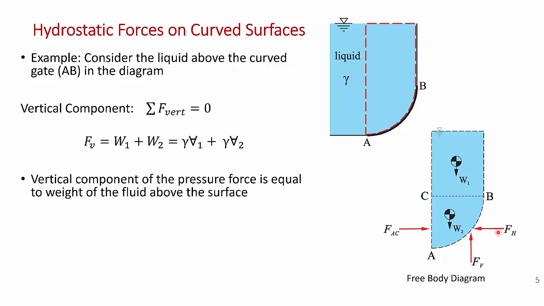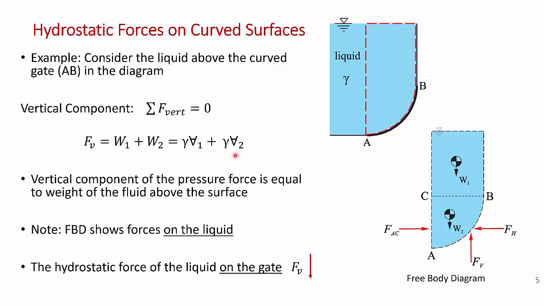And so clearly, in this case, you can see that the vertical force here is just equal to the two weights, weight one and weight two, which would equal gamma of the liquid volume one plus gamma of the liquid volume two. So the vertical component of the pressure force is just equal to the weight of the fluid above the surface. And we've talked about this many times in this chapter. Again, note that the free body diagram shows the forces on the liquid. So the hydrostatic force of the liquid on the gate would be downwards, even though this arrow points upwards.